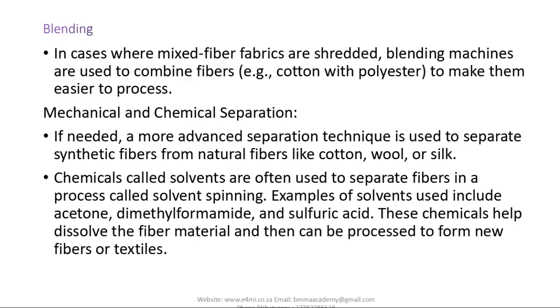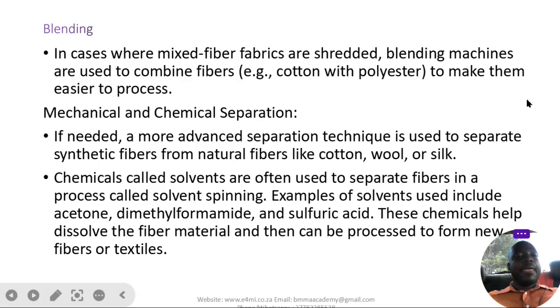In cases where mixed fabrics are shredded, blending machines are used to combine fibers, for example cottons with polyester, to make them easier to process. We can also use mechanical and chemical processing separation if needed. A more advanced separating technique is used to separate synthetic fibers from natural fibers like wool, cotton or silk.